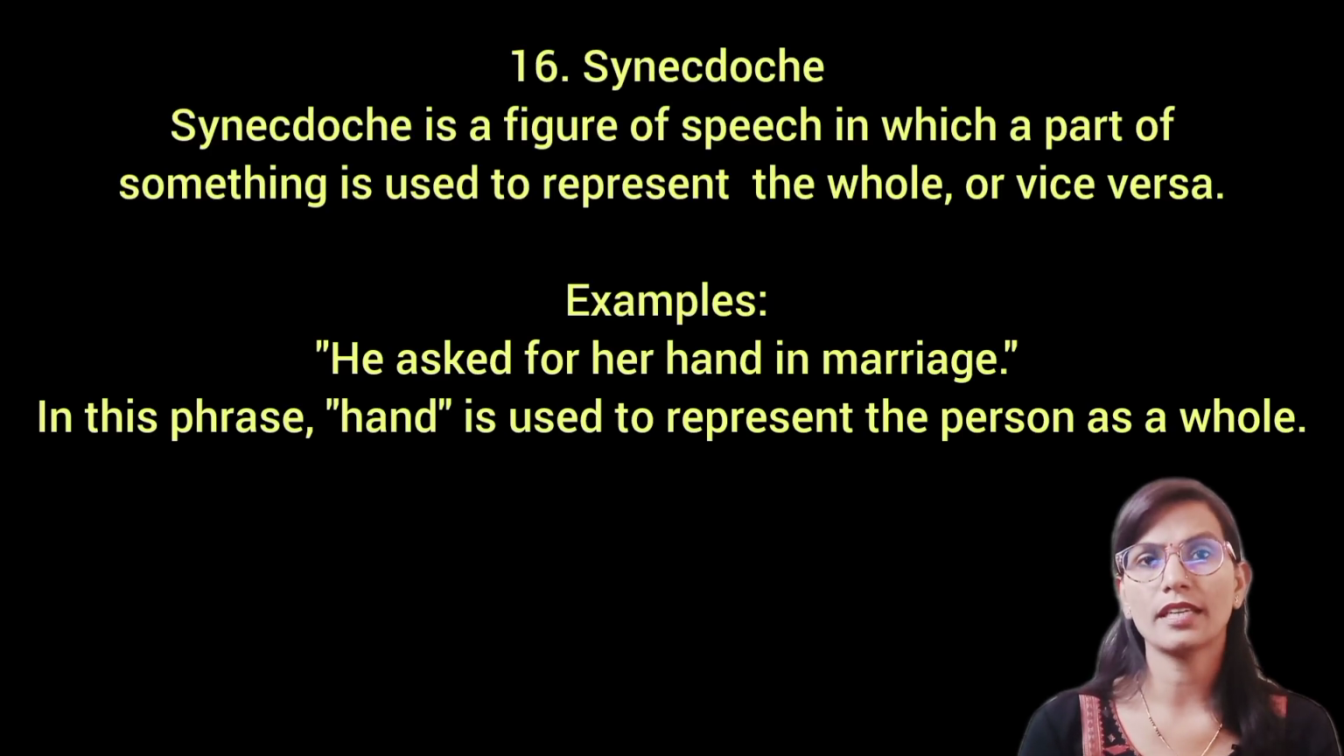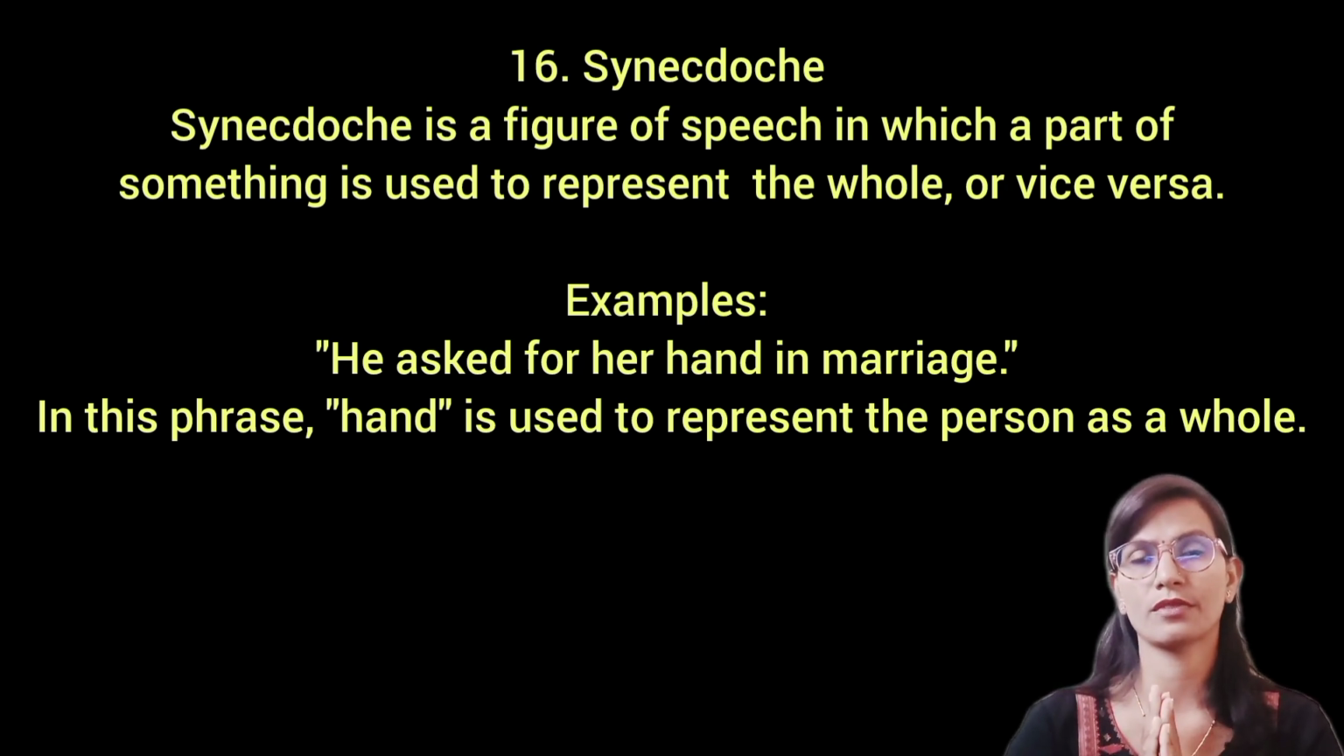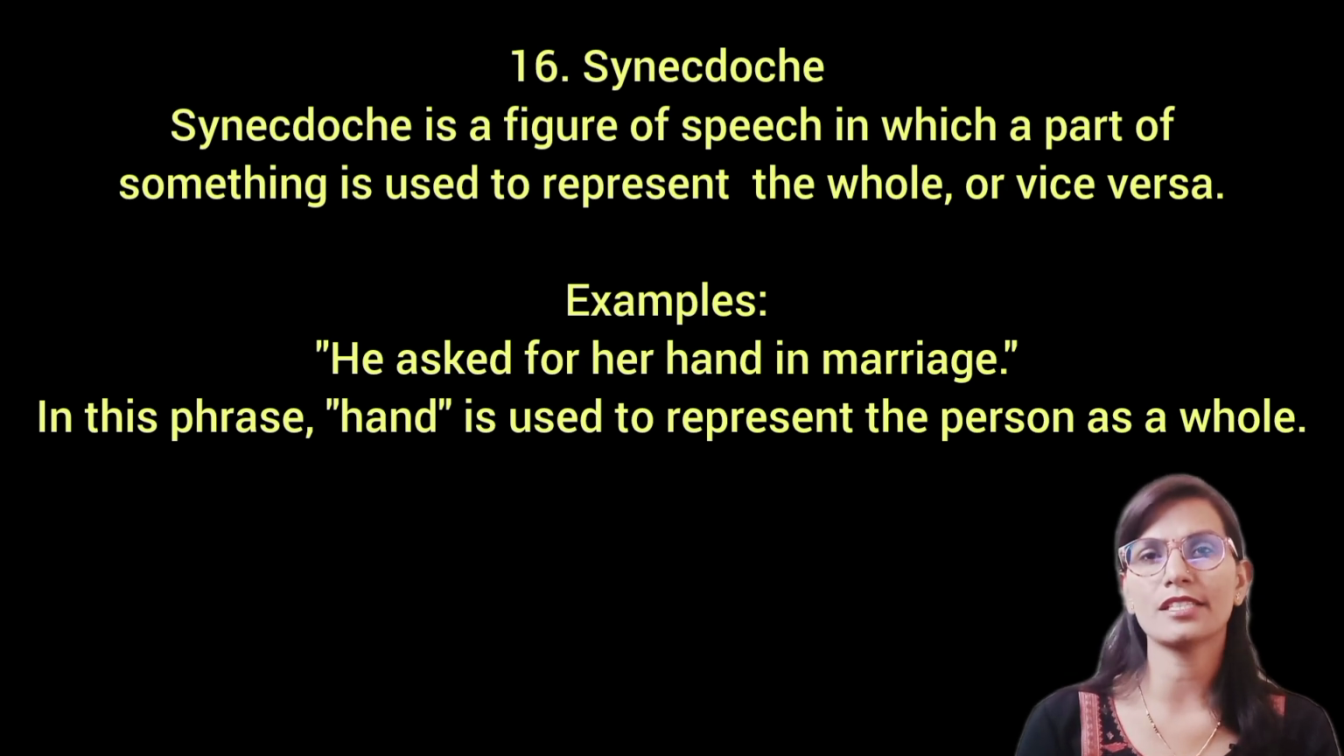Next is synecdoche. It is a figure of speech in which a part of something is used to represent the whole or vice versa. For example, he asked for her hand in marriage. In this phrase, hand is used to represent the person as a whole.